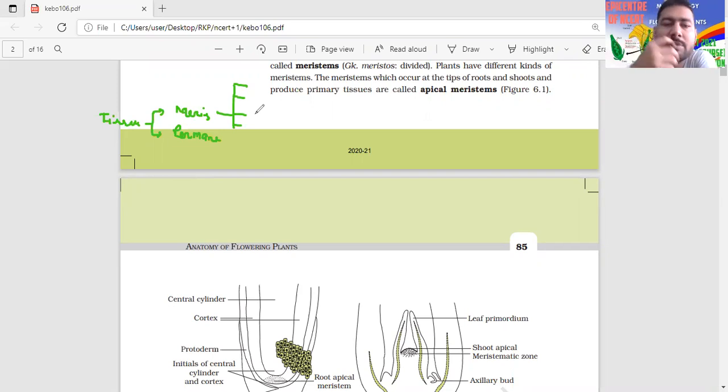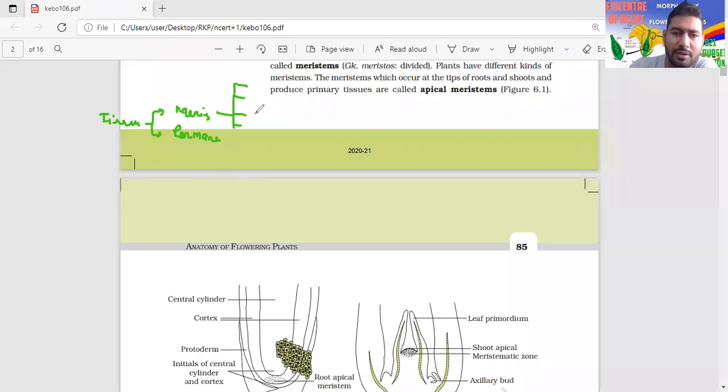of position, on the basis of function, on the basis of plane of division. They have different criteria, but you have to know the basis of position, it is very important. On the basis of position, they have classified apical, lateral, and intercalary meristem. Apical meristem, intercalary meristem, and lateral meristem. This is how meristematic tissue is classified.